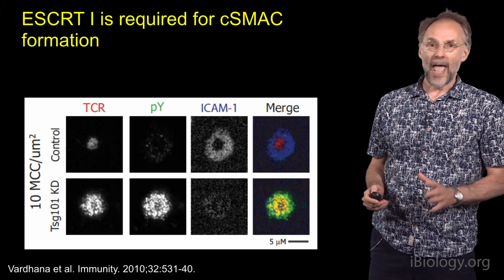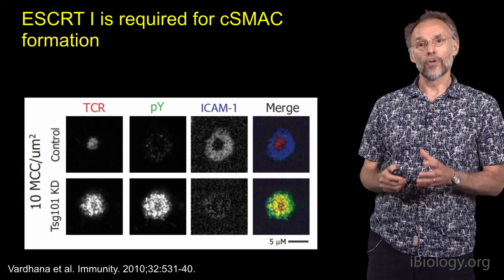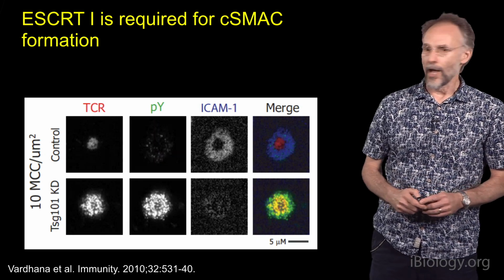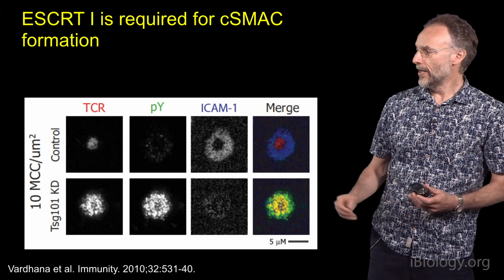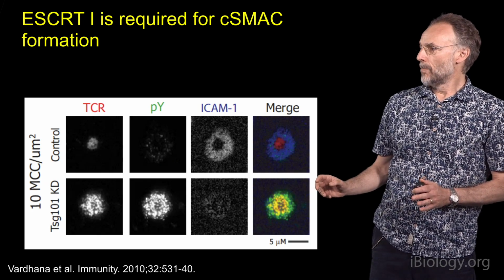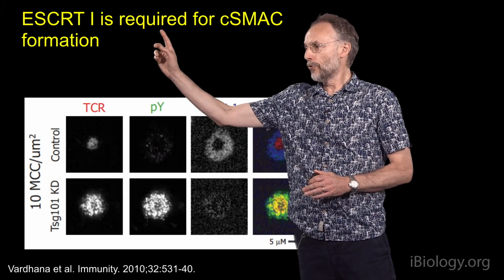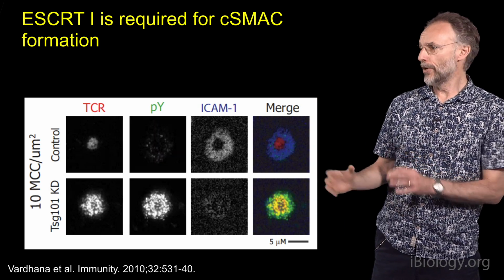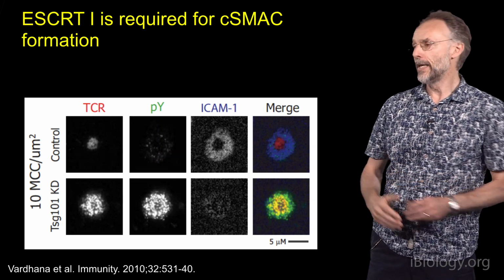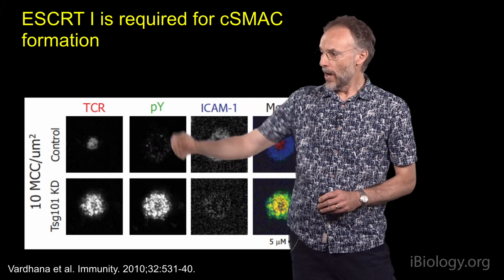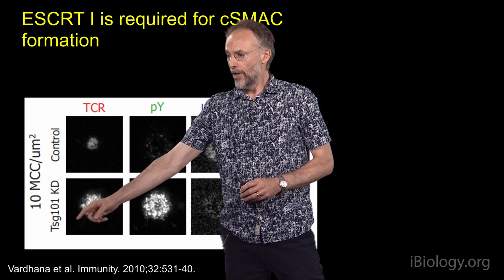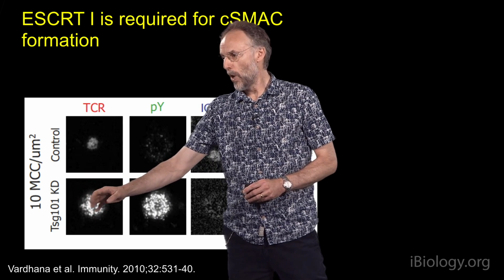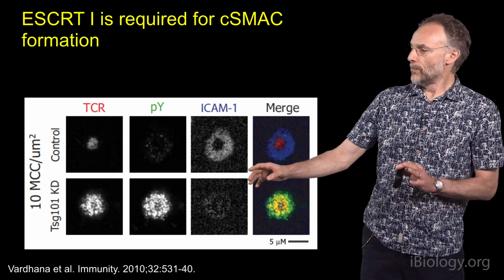So one of the questions that we could then ask is, what is the molecular machinery that creates this central cluster? And a key experiment in understanding this was initiated by Santosh Verdana, who was working in my group at New York University. And what he did basically was knock down a component of a machinery referred to as the endosomal sorting complexes required for transport, or ESCRT. And in fact, there are 3 major complexes in the ESCRT machinery, maybe 4 if you count ESCRT 0, 1, 2, and 3. And he's knocking down ESCRT I, which is a protein in mammals referred to as TSG101, or tumor suppressor gene 101.